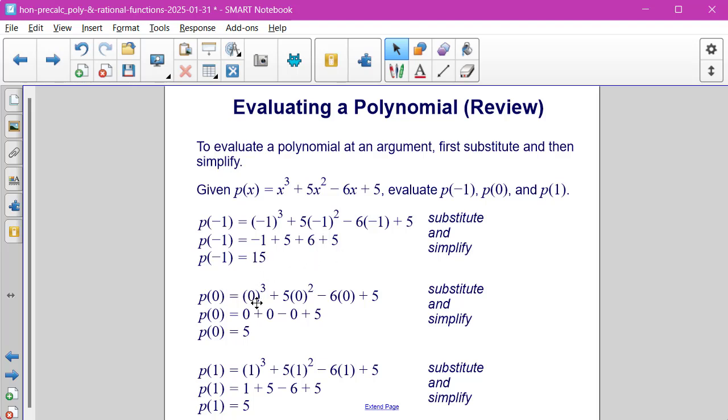If we substitute 0 into each x location in the polynomial, we'll have 0 cubed plus 5 times 0 squared minus 6 times 0 plus 5. So it's zeros for the first three terms plus the 5 at the end, so it just simplifies to 5. And if we substitute 1 in, evaluate and simplify, we end up with 5.